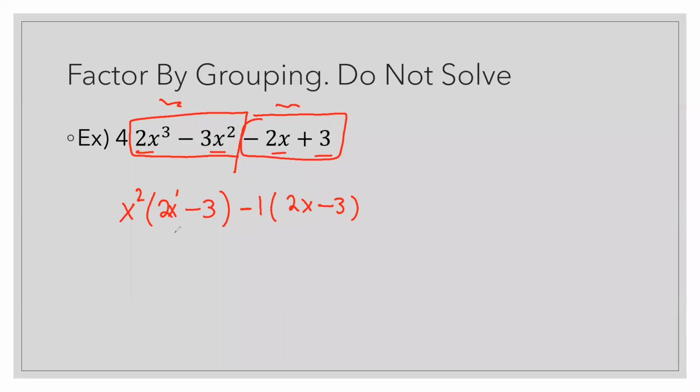So do we have a repeating term? Yes, we do. The repeating term is 2x minus 3. So just write out that once. And then bring down your leftover. So your leftover is x squared minus 1.